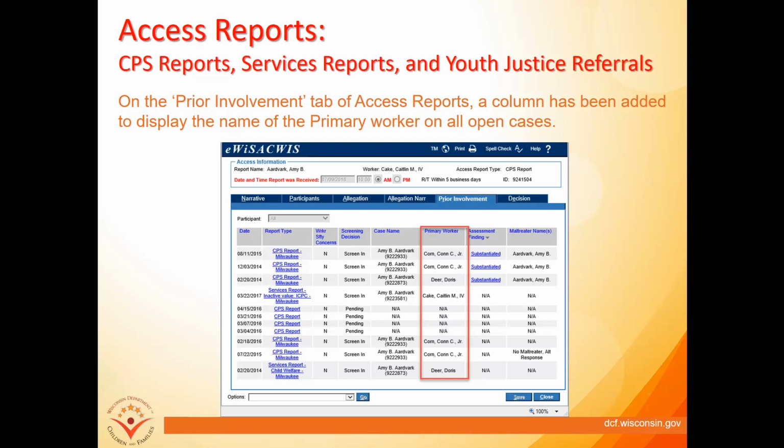The name of the worker with the current primary assignment to the corresponding open case will be displayed. If no case name appears in the case name column, a value of NA will be displayed. If the case that appears in the case name column is closed, then closed case will be displayed instead of a worker's name. If the case that appears in the case name column is open, but does not have a worker assigned, a value of NA will be displayed. If the primary worker changes, the name in the primary worker column will update when the page is refreshed.